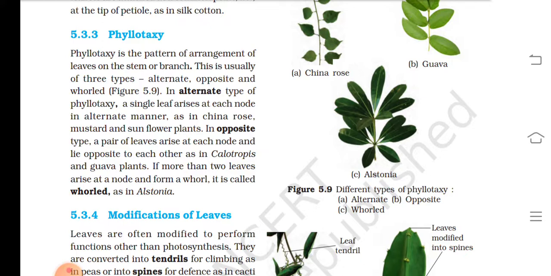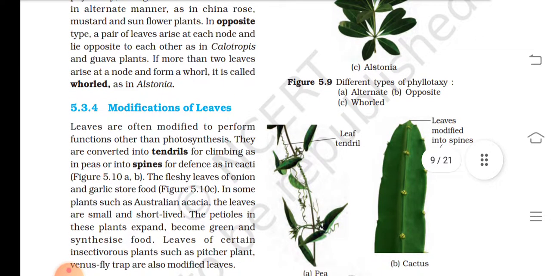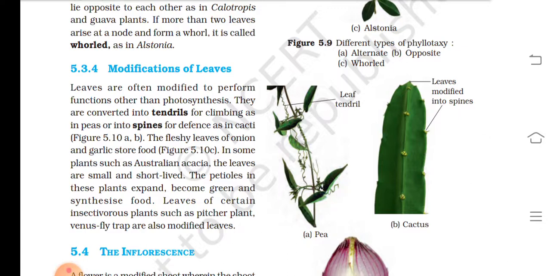5.3.3 Phyllotaxy. Phyllotaxy is the pattern of arrangement of leaves on the stem or branch. This is usually of three types: alternate, opposite, and whorled. Figure 5.9. In alternate type of phyllotaxy, a single leaf arises at each node in alternate manner, as in China rose, mustard, and sunflower plants. In opposite type, a pair of leaves arise at each node and lie opposite to each other, as in calotropis and guava plant. If more than two leaves arise at a node in a whorl, it is called whorled, as in Alstonia.